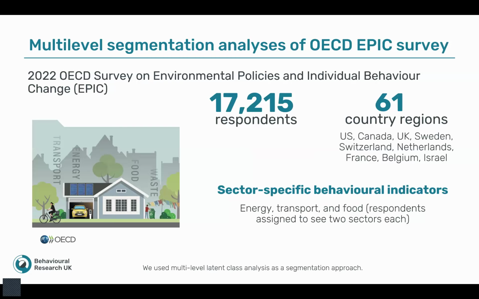So we analyzed a secondary dataset of a 2022 OECD survey with over 17,000 respondents across 9 countries, including the US, Canada, UK, Israel, and several EU countries, consisting of 61 regions. And the survey measured environmental behaviors in energy, transport, and food sectors. And they also assessed their support for environmental policies. With this dataset, we used multi-level latent class analysis to identify population segments with distinct behavioral patterns and then map them regionally to observe the within and between country variations.